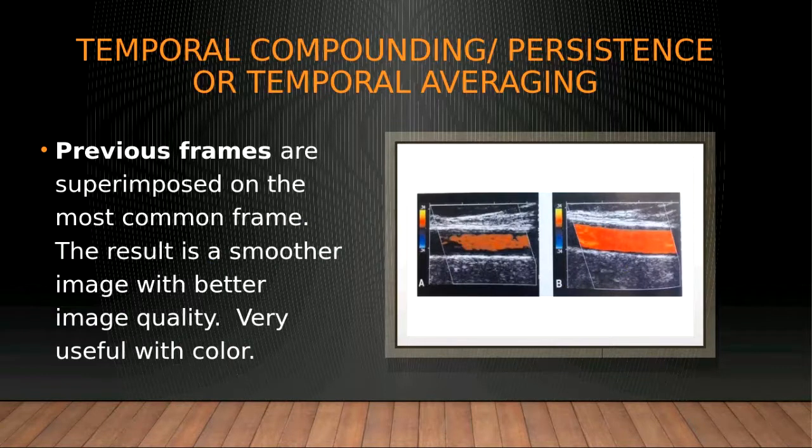Temporal compounding, often tested on the registry as persistence. And basically it does have a purpose, and it works really, really well for color, more so than grayscale. So I'm going to show you how this works. With persistence, which they typically refer to it as, but it can be referred to as temporal compounding or temporal averaging, it takes previous frames and then superimposes the previous frames on the most current frame. And the result of this compounding of frames gives us better image quality, and especially with color.